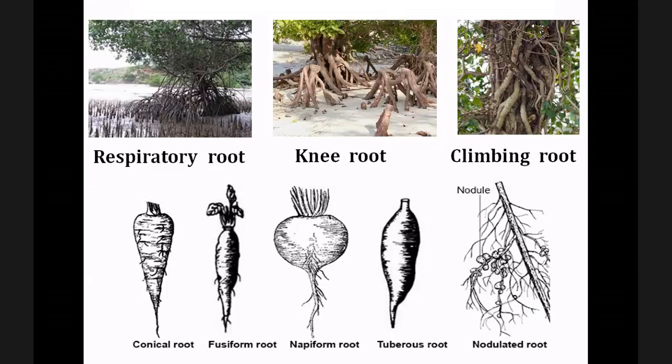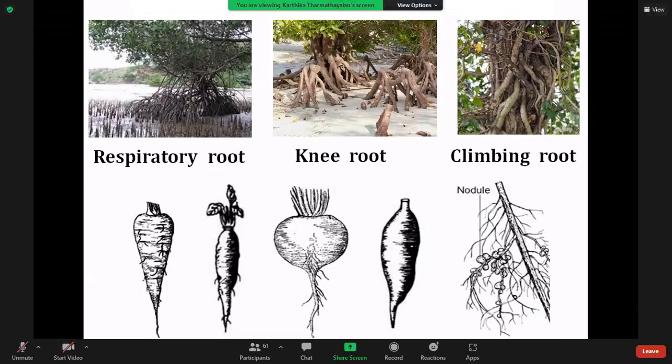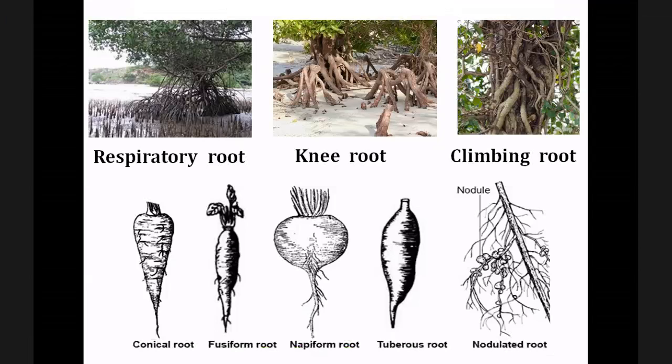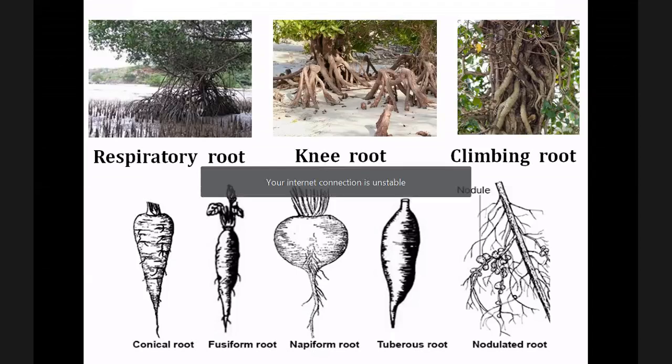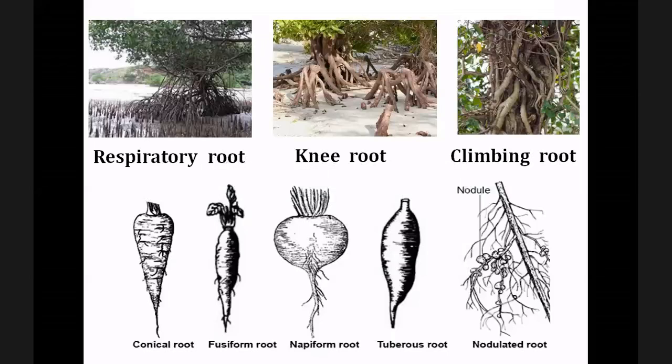The next root is the fusiform root, which has a spindle shape. Spindle shape means it tapers at the top as well as the bottom, at both ends, like a spindle. The ideal example is the radish.